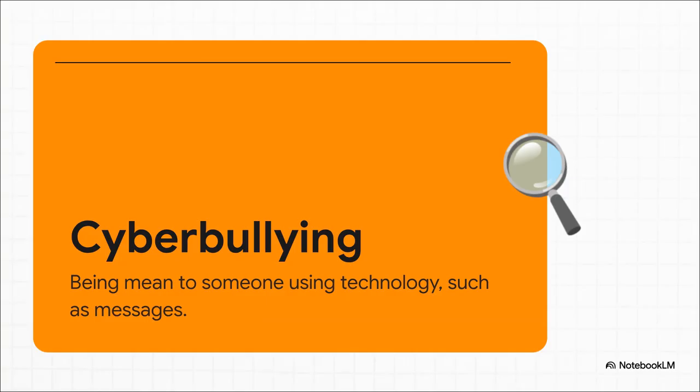Of course, every good hero's journey has an antagonist, right? A hurdle that's got to be overcome. Here, cyberbullying is defined as the act of being mean to someone using technology, such as messages. Now, what's really interesting about this slide is the phrasing. The technology itself, it isn't the villain. The phone, the app, the messaging platform, those are literally just tools. It is the behavior that causes the harm.